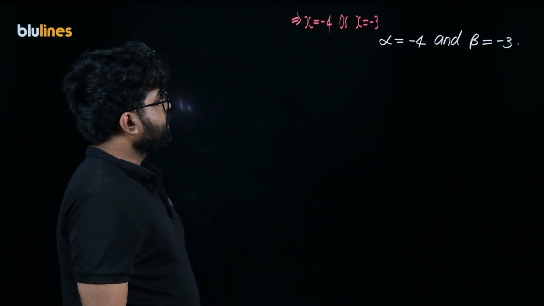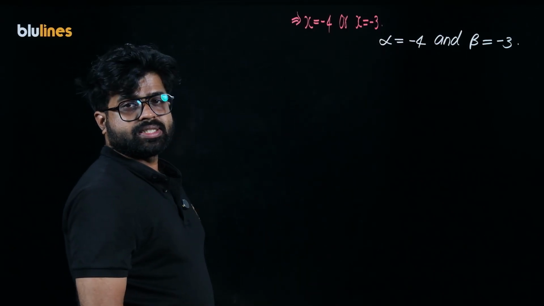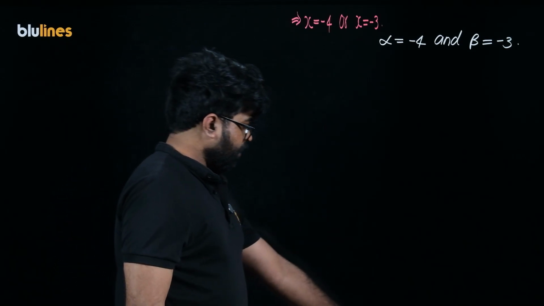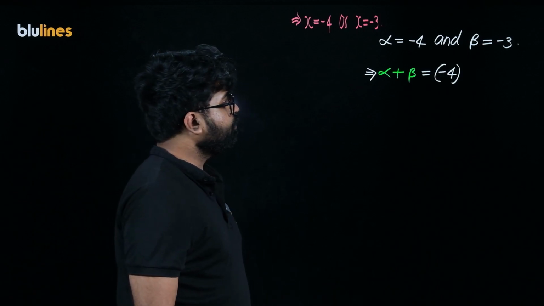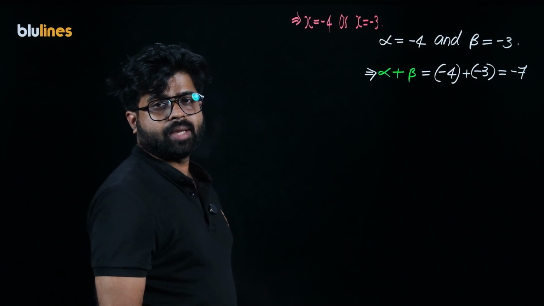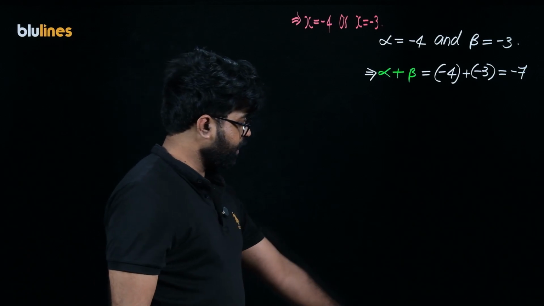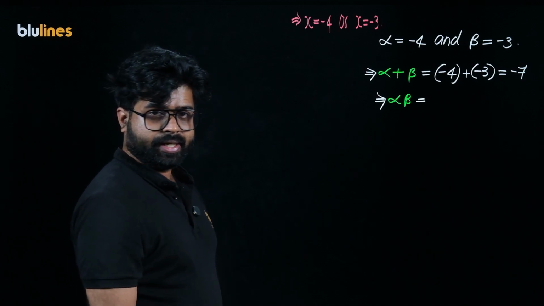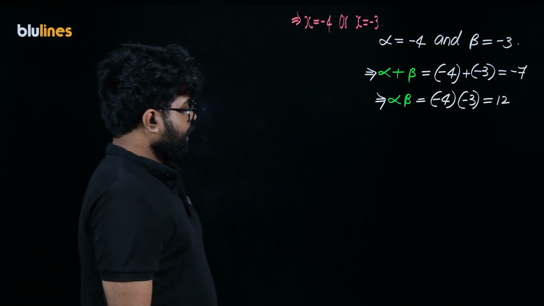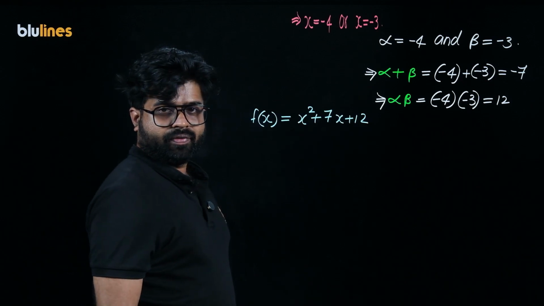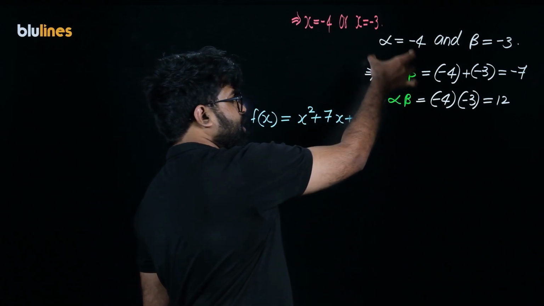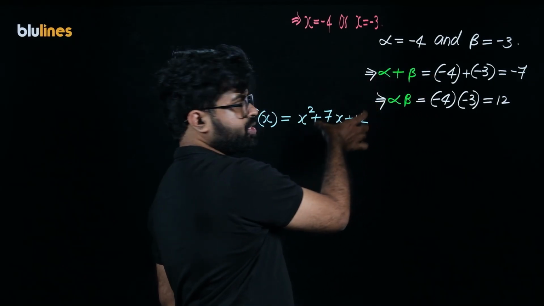Now let me consider the zeros as alpha and beta. So I am picking alpha as negative 4 and beta as negative 3. Now alpha plus beta is equal to negative 4 plus negative 3, which is equal to negative 7. Similarly, multiplying the roots, alpha beta is equal to negative 4 multiplied with negative 3, which is equal to positive 12. Now this was our polynomial f of x, f of x is equal to x square plus 7x plus 12. Now you can see that if we add the roots, alpha and beta are the roots of this f of x.